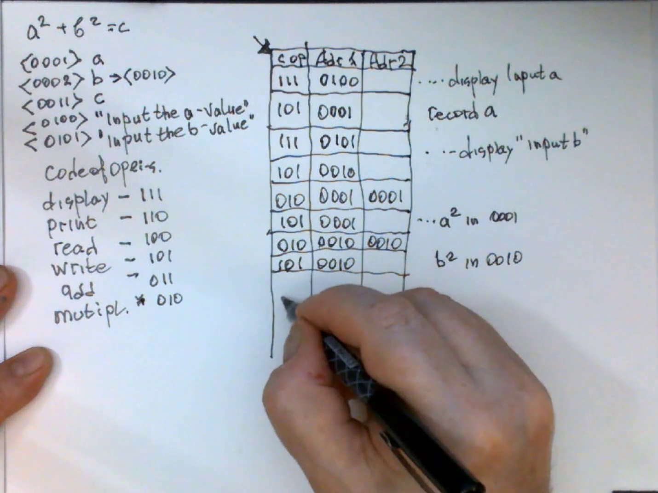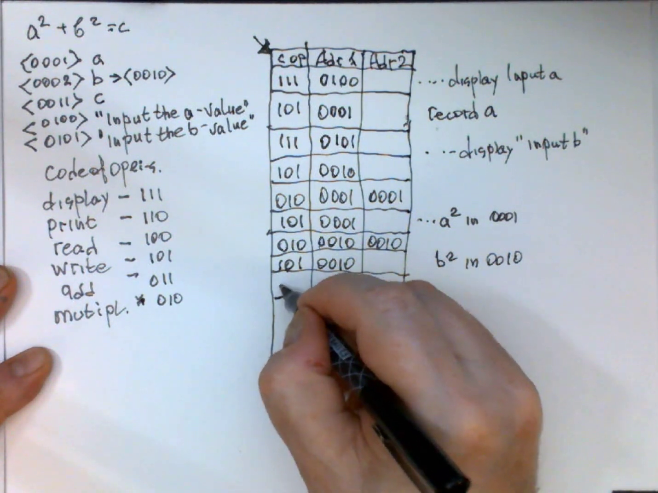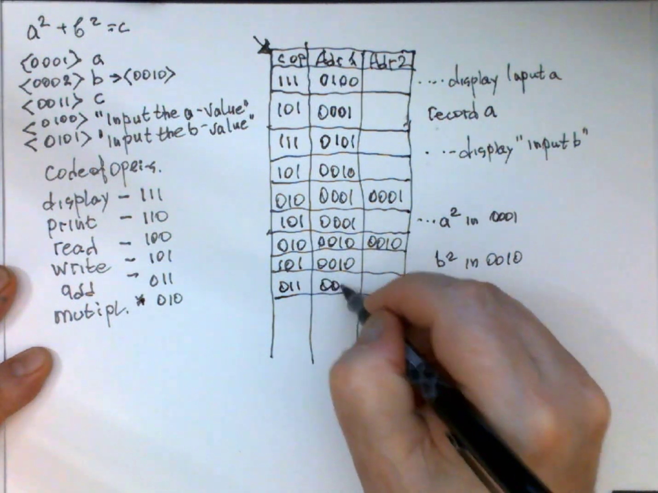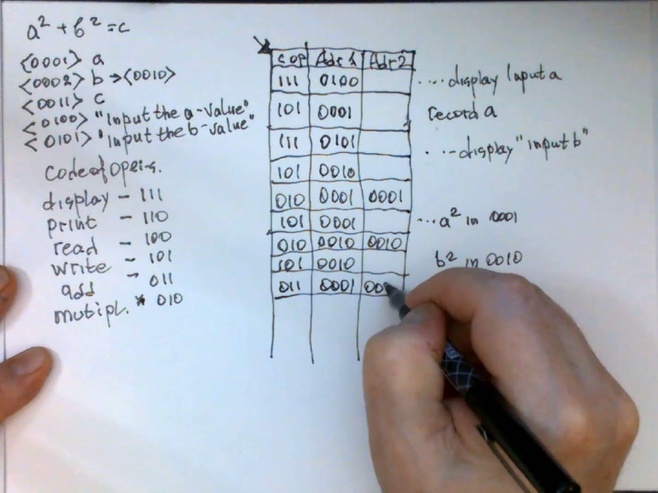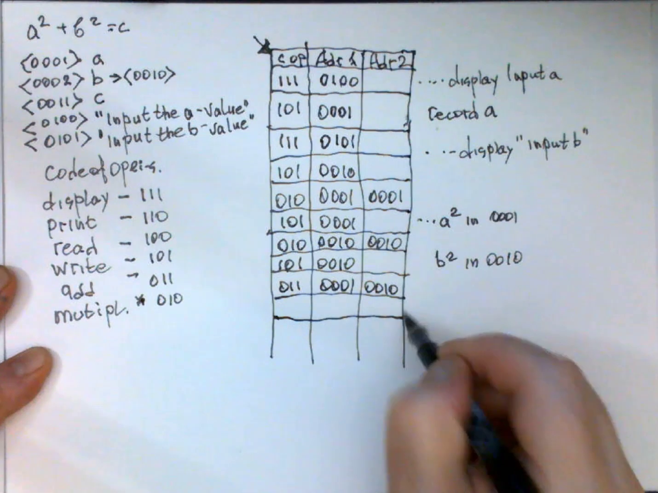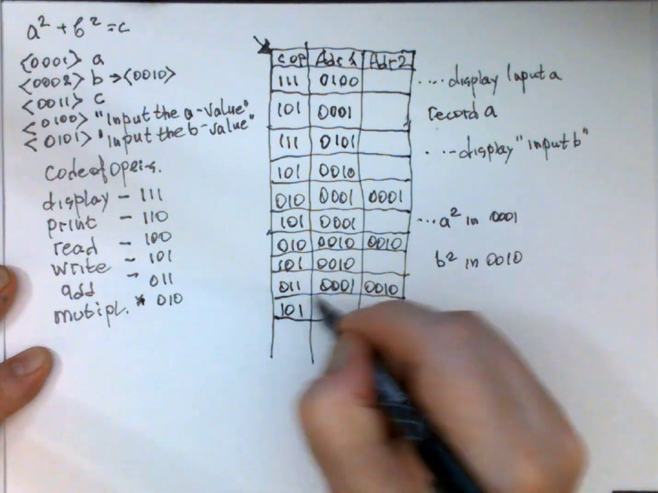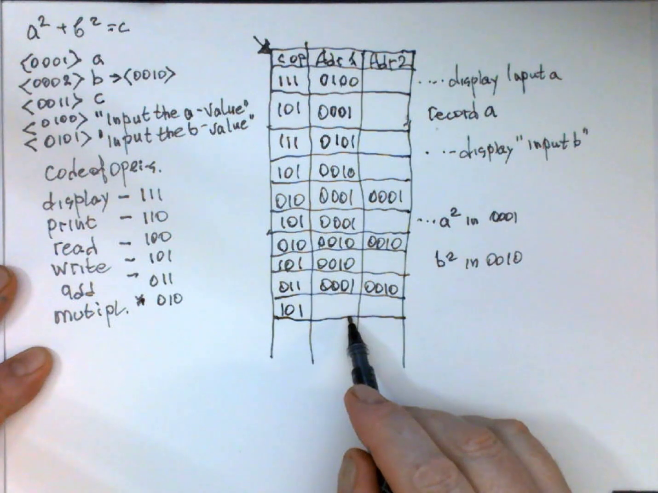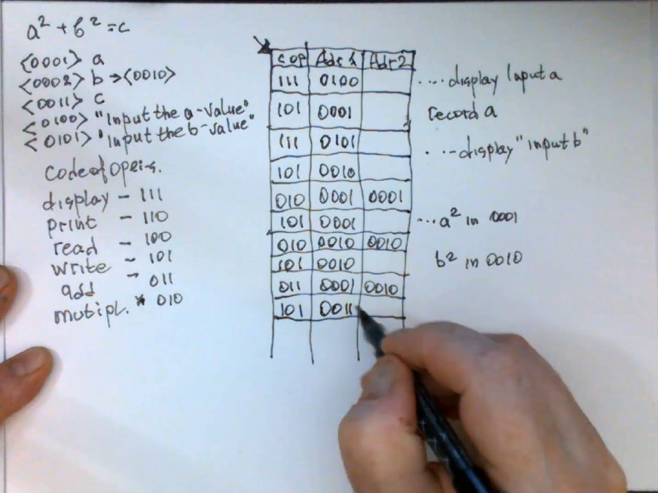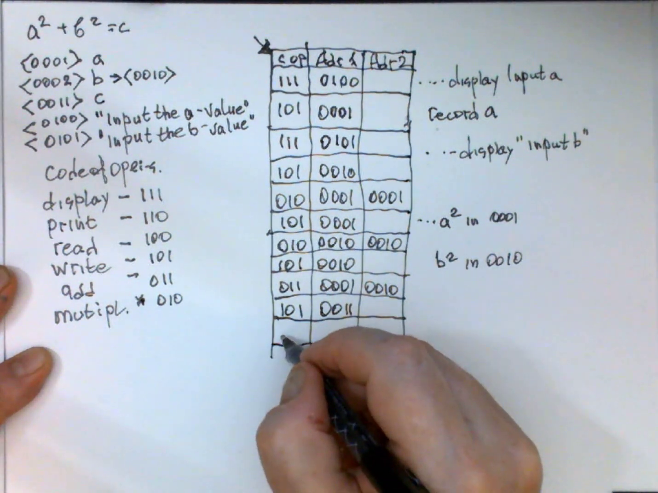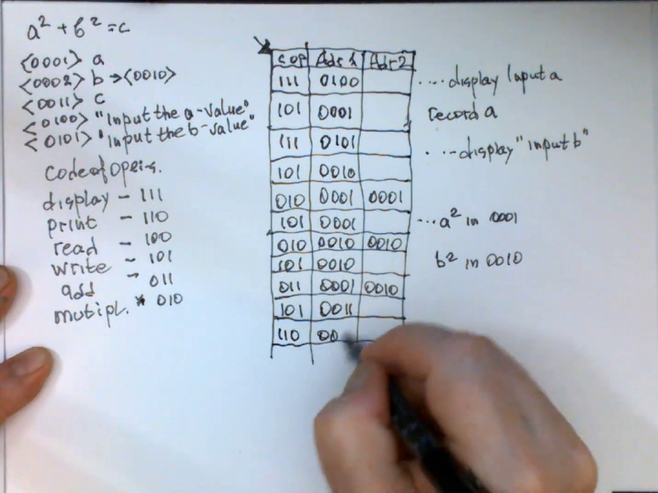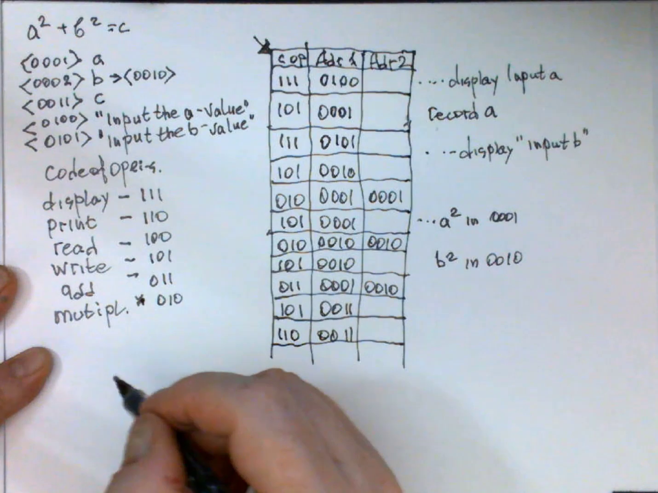Okay, now we need to add these two. Addition 011, this is code operation. I need to take 0001 and 0010. A square plus B square, and then write it 101 to C. C is the cell 0011, and then print C. Print C. Print is 110, 0011. I forgot operation stop.